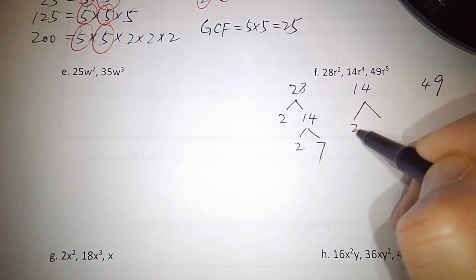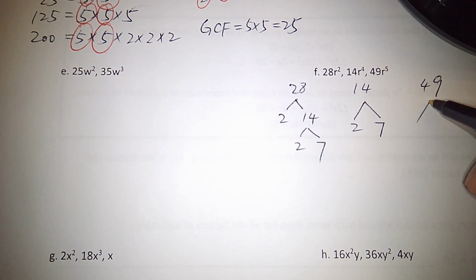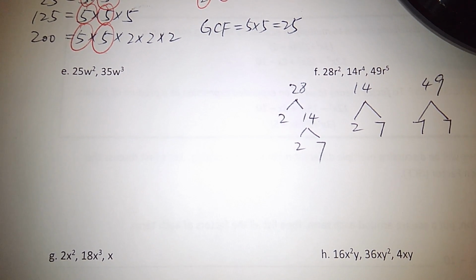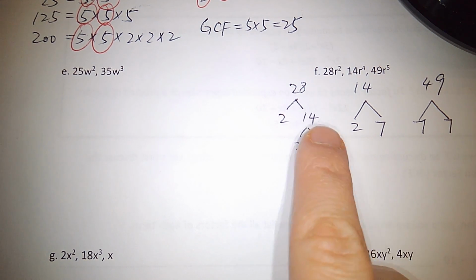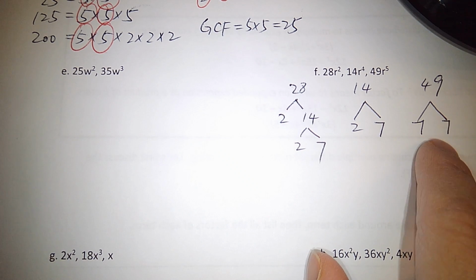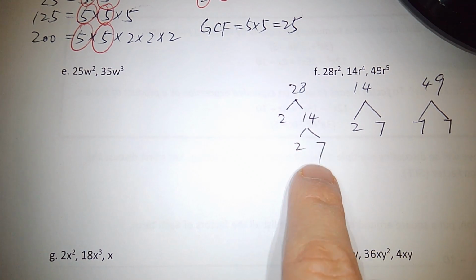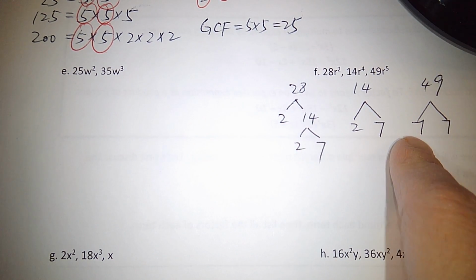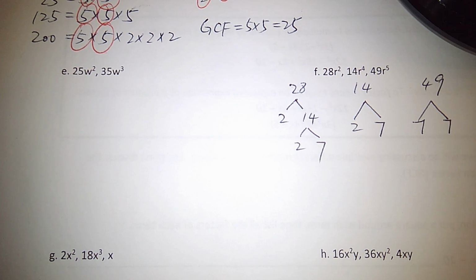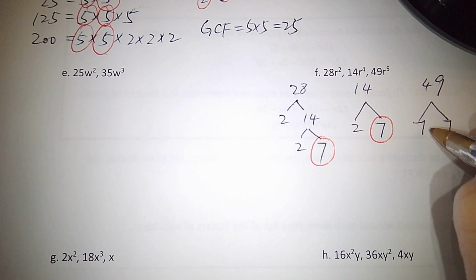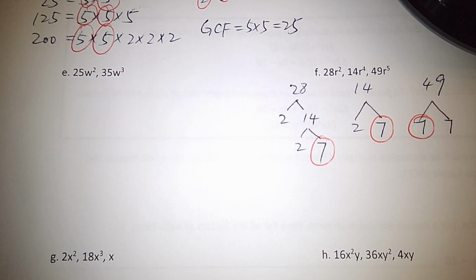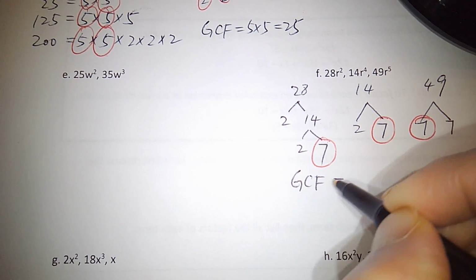14 can be factored to be what? 2 and 7. 49 can be factored by 7 times what? 7, right? So what is a GCF? 7. Why is there no 2? Because there's no factor 2 in 49, right? So there's no 2, so we cannot choose this 2. However, see, 7 shows up for all of the 3 numbers. So I'm going to choose 7 to be the GCF for the 3 numbers. So what is the GCF for the entire 3 terms?